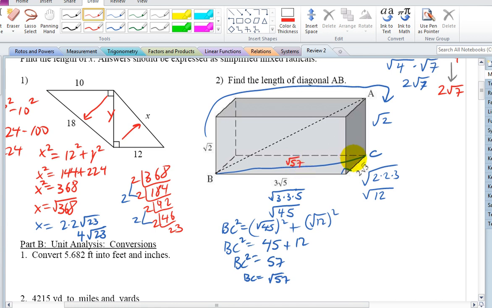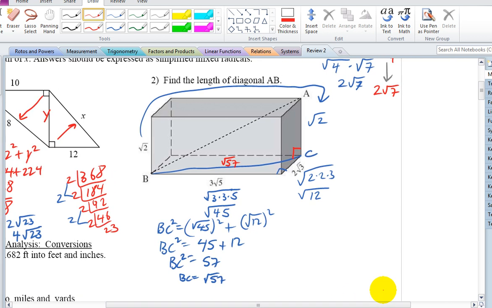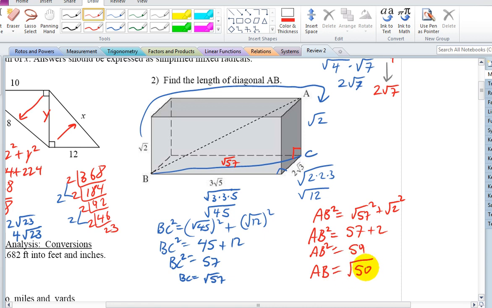But looking at the other triangle, here's 90 degrees. So it's no longer the hypotenuse when you're comparing it to the other triangle. Okay, on the other triangle, it's just the leg. So let's find AB squared. It's root 57 squared plus root 2 squared. So AB equals square root 59.